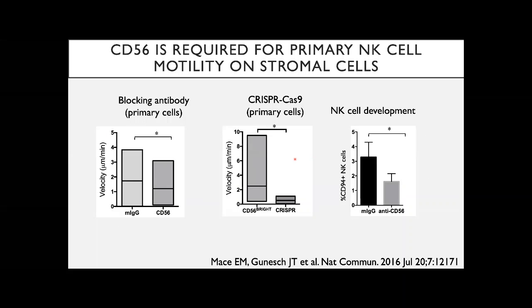So our interest in CD56 actually began with this initial paper, where we were looking at the migration of cells on stromal cells. We found that if we blocked CD56, or knocked it out in primary cells, we impaired the spontaneous cell migration that I showed you on the stromal cells that we were using.